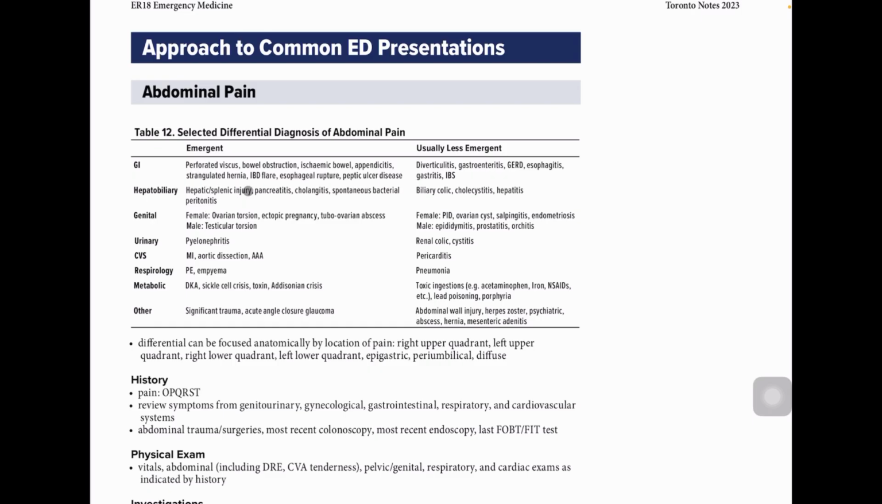Hepatobiliary: hepatic or splenic injury, pancreatitis, cholangitis, spontaneous bacterial peritonitis. Genital: in females, ovarian torsion, ectopic pregnancy, tubo-ovarian abscess; in males, testicular torsion. Urinary is pyelonephritis. CVS: MI, aortic dissection, abdominal aortic aneurysm. Respiratory, the most emergent ones are pulmonary embolism, empyema. Metabolic: DKA, sickle cell crisis. Toxins, adrenal crisis, significant trauma, acute angle closure glaucoma, and others. The less important ones are herpes zoster, psychiatric, abscess, hernia, mesenteric adenitis, toxic ingestions, and lead poisoning as well.